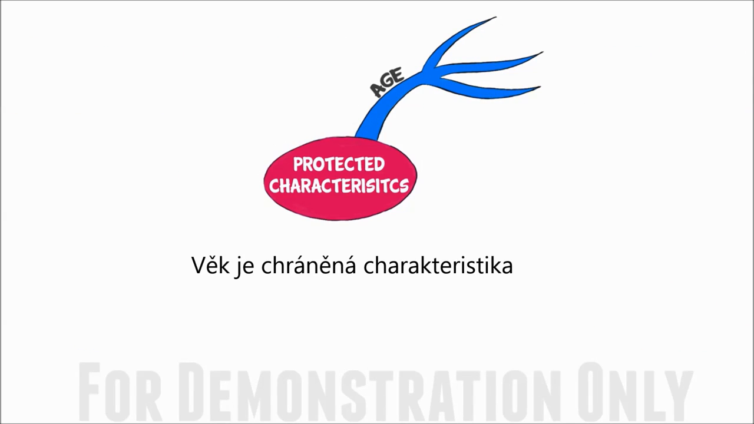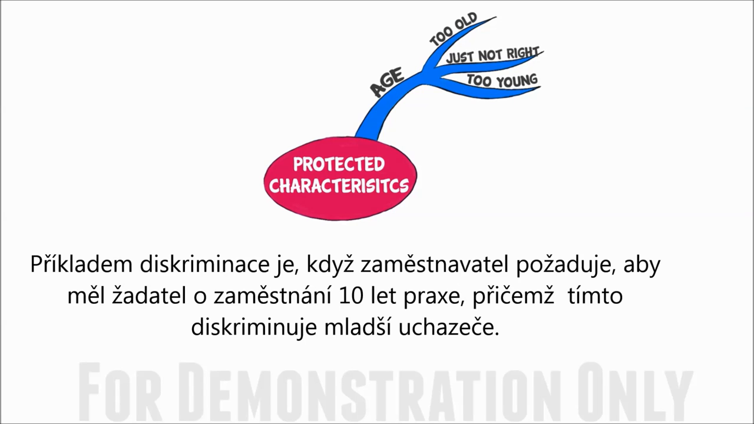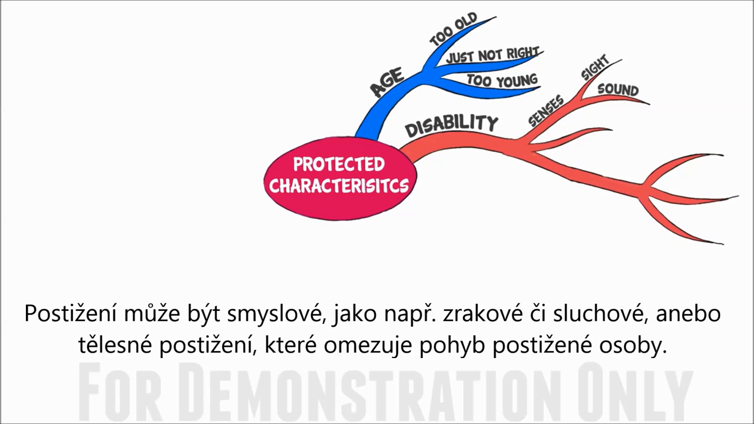Age is a protected characteristic. Perhaps a job applicant wasn't accepted because they were thought to be too old or a bit past it, or they didn't have enough experience. An example of discrimination would be an employer stating that an applicant must have 10 years' experience so as to discriminate against younger people.